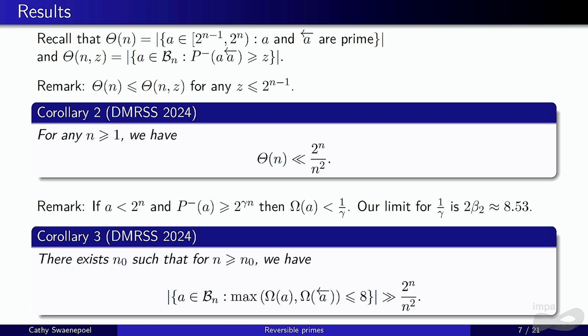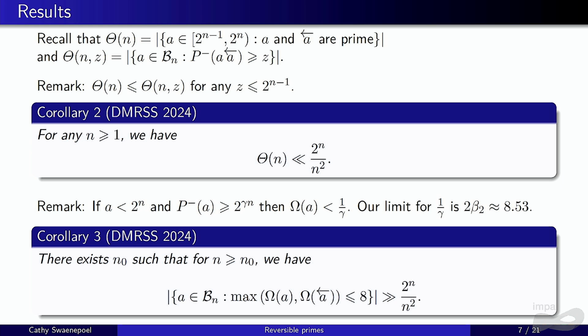We note that if A is less than 2 to the n, and all its prime factors are larger than 2 to the power gamma n, then A cannot have too many prime factors. More precisely, its number of prime factors counted with multiplicity is less than 1 over gamma. In the second part of the theorem, for the lower bound, our limit for 1 over gamma is 2 beta 2, which is a bit more than 8. So it follows from the second part of the theorem, the lower bound for theta of nz, that the number of integers a such that a and its reverse have at most 8 prime factors is at least some constant times 2 to the n over n squared.